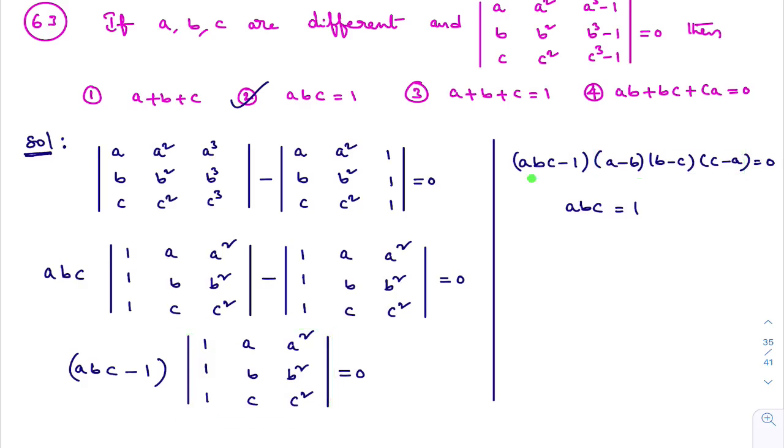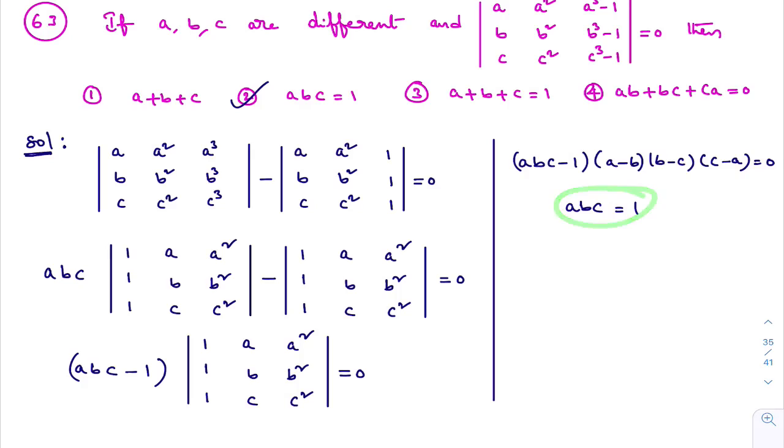So the product of all these things is 0, which means each individual one can be 0. Either this is 0 or this is 0 or this is 0 or this is 0. If this is 0, abc is 1. If this is 0, a equal to b. If this is 0, b equal to c. If this is 0, c equal to a. Now you identify which option is correct.